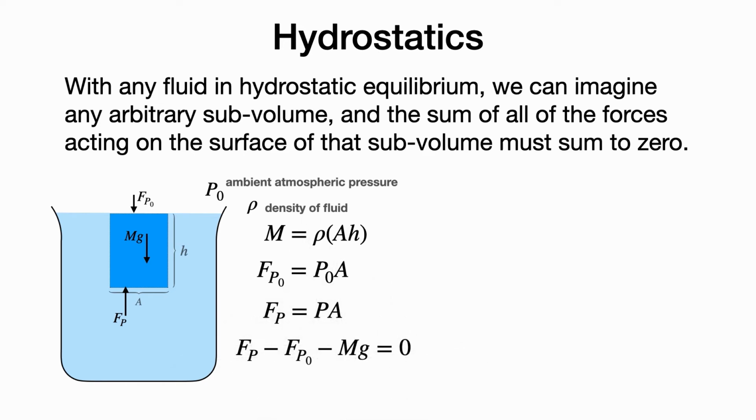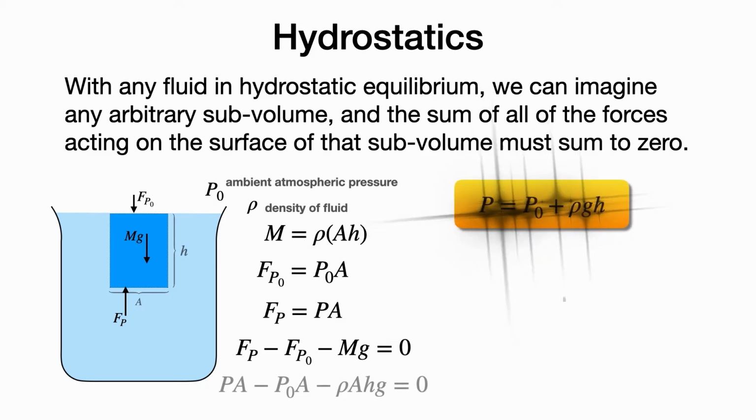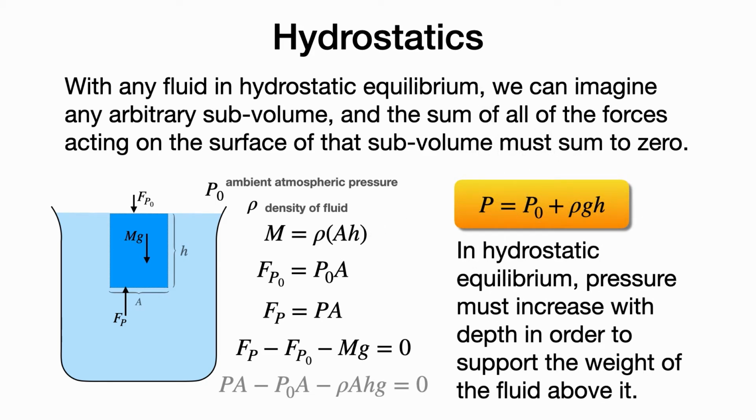And since the sum of all the forces acting on that subvolume must add up to be 0 for this to be in equilibrium, we have that the F sub P at the bottom minus F sub P naught at the top minus the weight of that subvolume of fluid must sum to be 0. This means that the pressure is going to change with depth. In hydrostatic equilibrium, pressure must increase with depth in order to support the weight of the fluid above it.